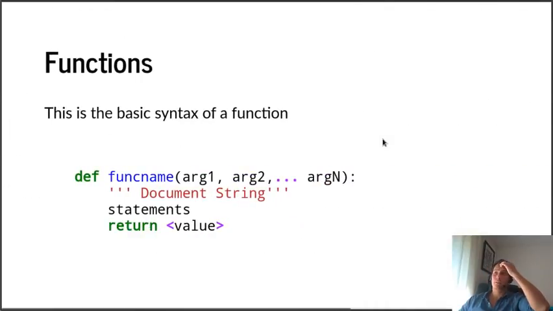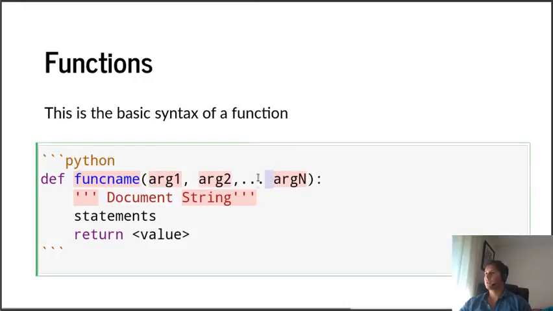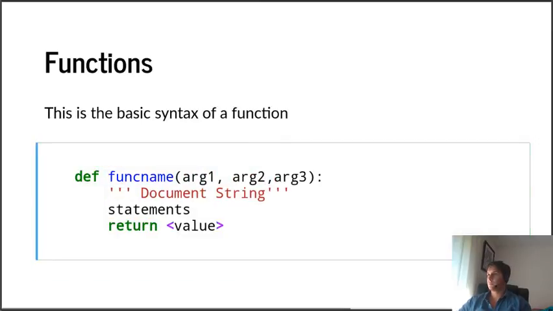Okay, another thing is to define functions. The notation for functions is def, function name, and the arguments. These dots are just to put a lot of arguments. This is not an actual notation. If, for example, it has 3 arguments, it would be like this.